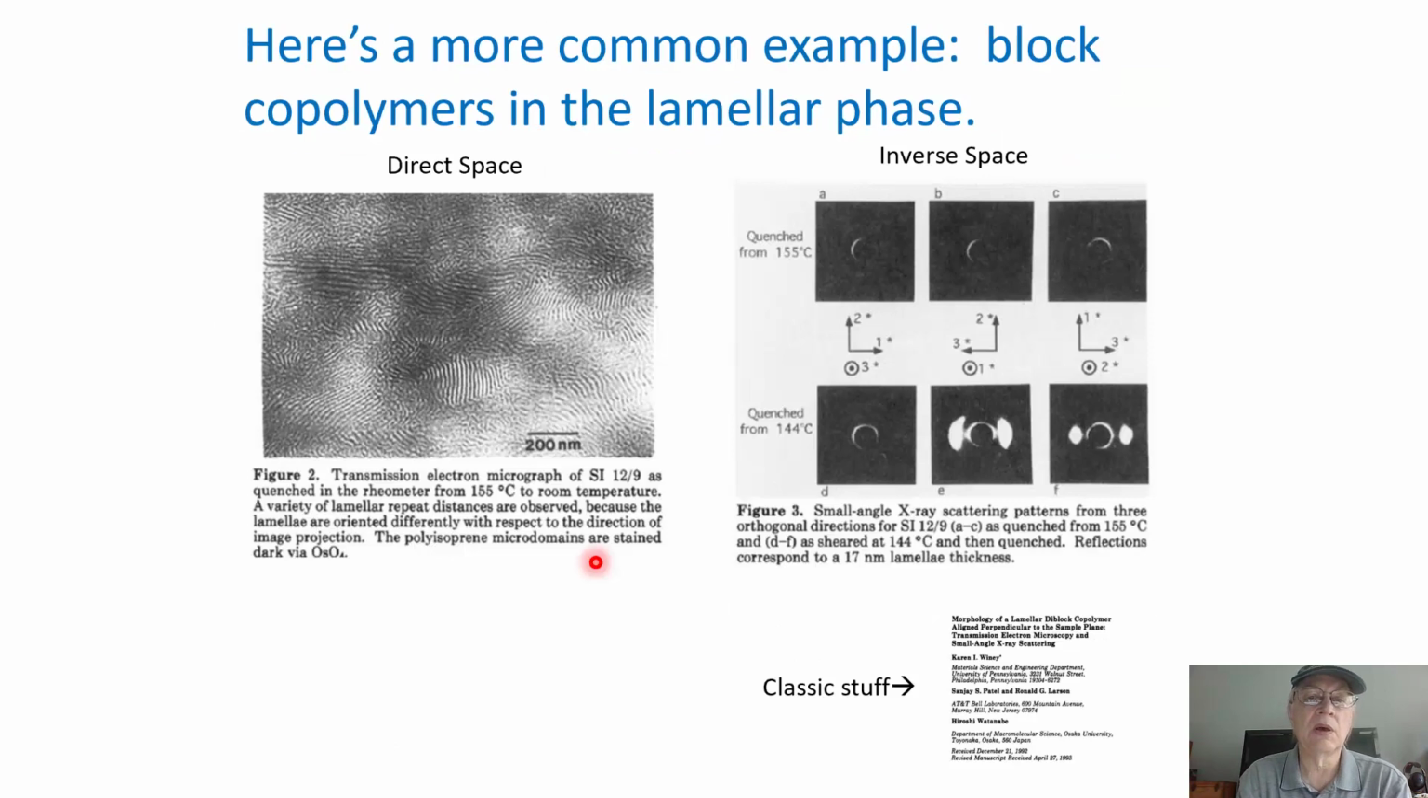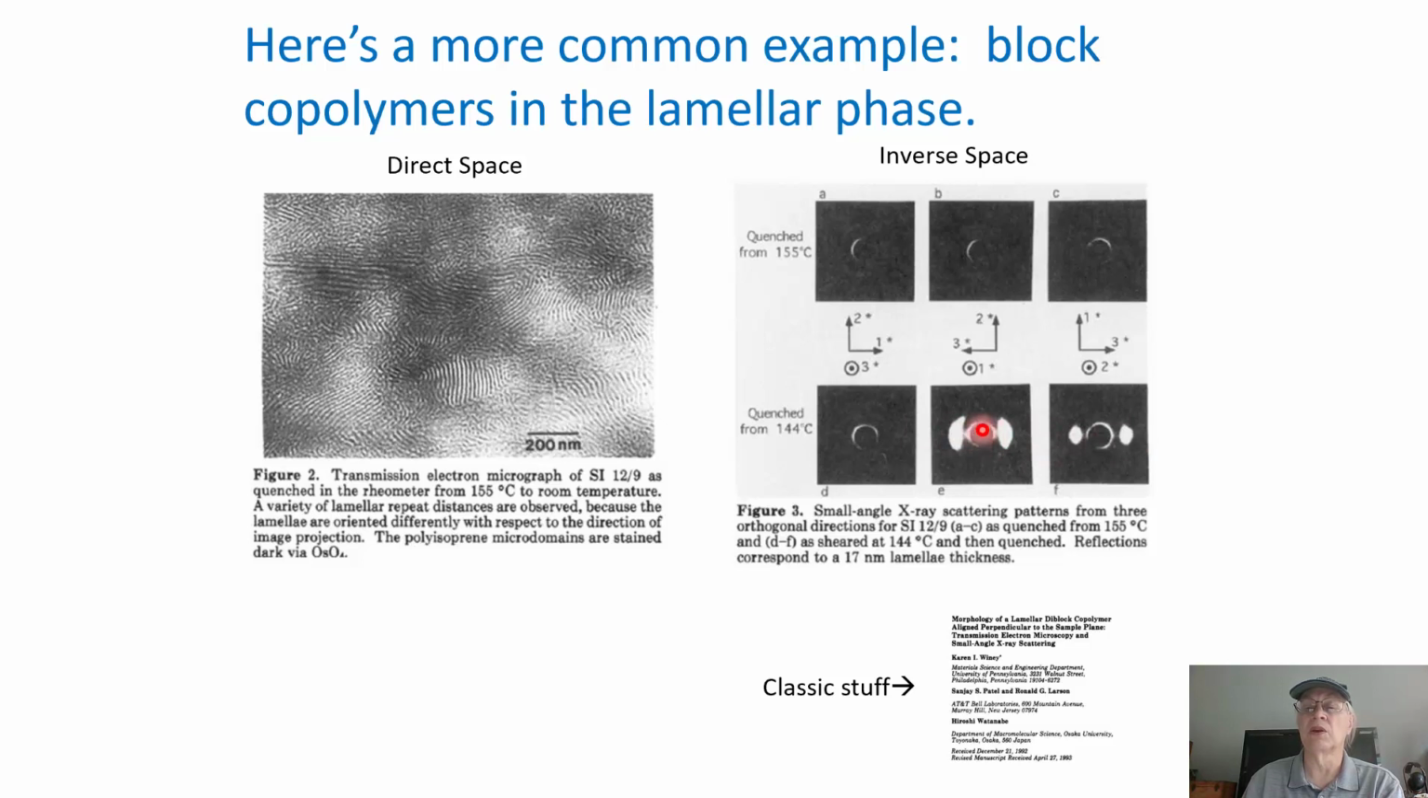Here's another one, block copolymers. This has been a big deal. People have been studying these for a long time. In real space, if you have treated them right in your electron microscope, you can see these kind of lamellar looking structures, bands here everywhere. And in scattering, you sort of see these as wings on the side.